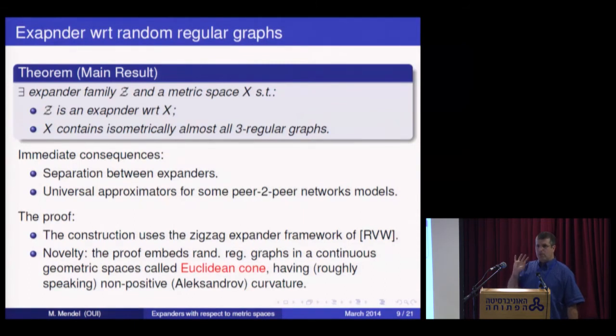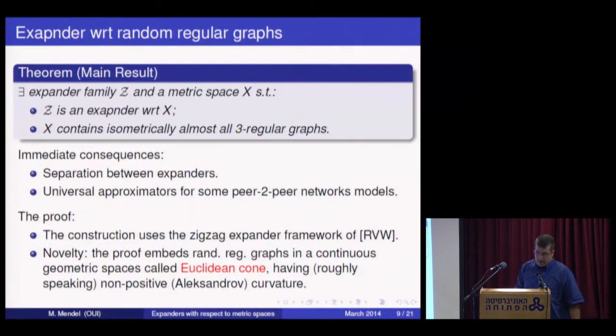So we construct an expander Z and a metric space X with the following property. First, Z is an expander with respect to X. And second, X contains isometrically almost all three-regular graphs. So it contains a random three-regular graph. What does it give us? First, it gives us the separation that I just mentioned. A random three-regular graph is almost surely an expander. So X contains many expanders, contains them isometrically. As we saw before, these expanders cannot be expanders with respect to X, whereas Z is an expander with respect to X.